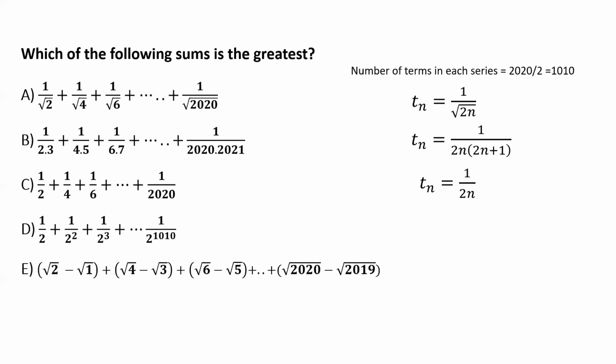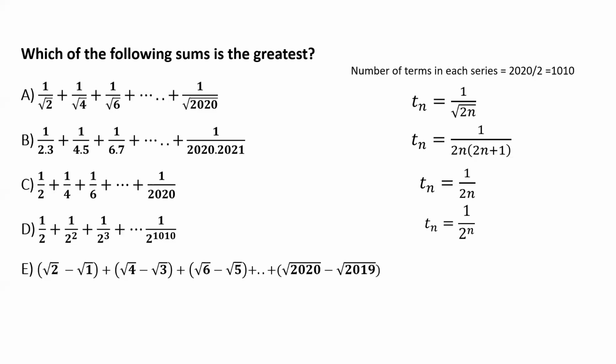option A will have a greater sum because in general its nth term is greater in value than the nth term in option C. So what about option D? The nth term in option D, well, that's pretty obvious that it's even lower in value because in the denominator now you have 2 to the power n, and 2 to the power n, of course, increases in value, and it increases way faster because of the exponent than anything else we have so far.